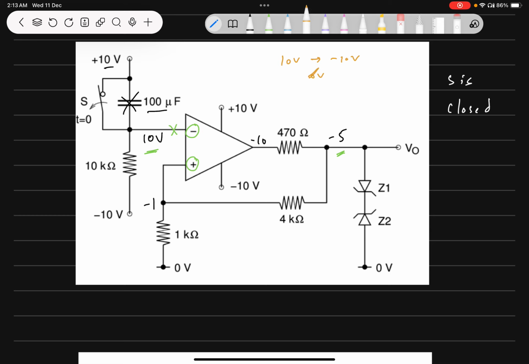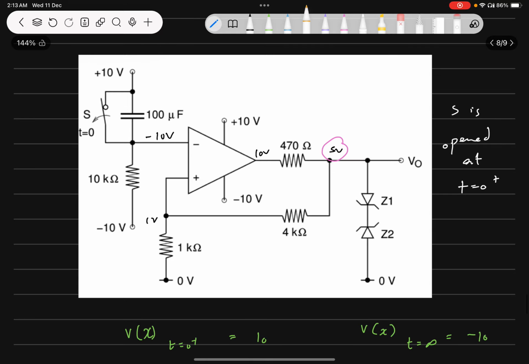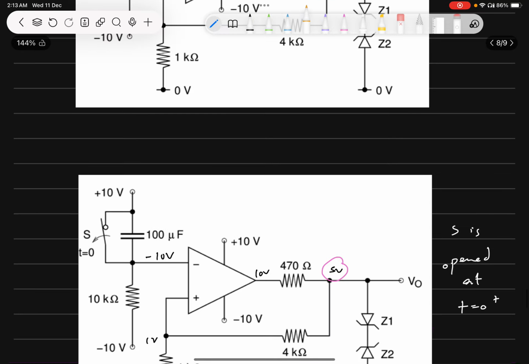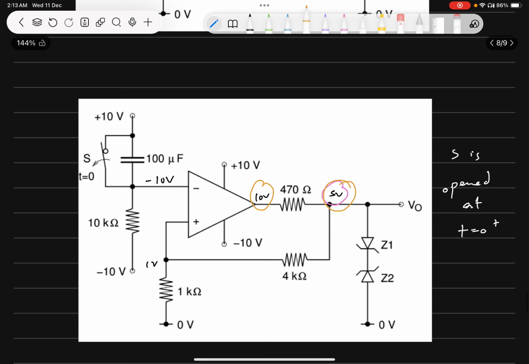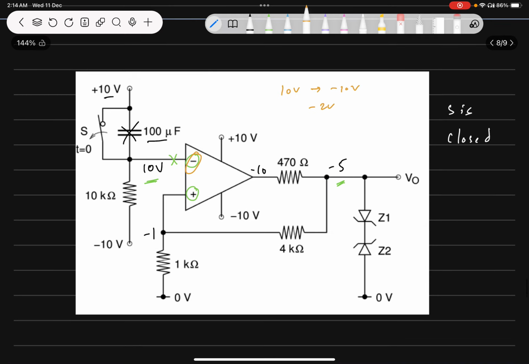But what if it goes to minus 2 volts? Then this will be lower and this will go to plus 10, and we will reach somewhere over here. Okay, and VO will change state because for this to be 10 volts, this is 5 volts, as we already discussed. So what is the trip point?